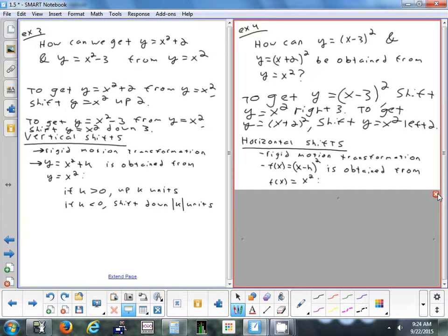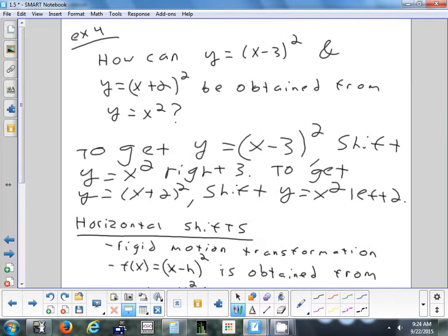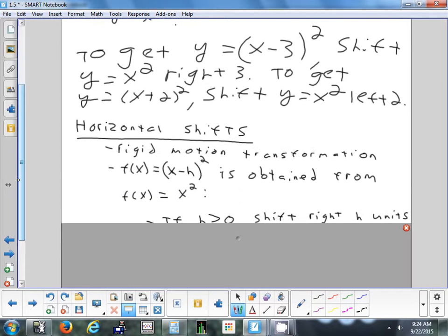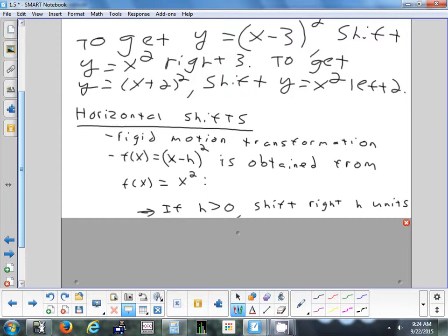Okay, and this is how I try to remember which way is left and which way is right. What I do is always rewrite it so that it's x minus something. So for example, if I had x plus 2 squared, what I would do is think of it this way. Instead of x plus 2, think of it like x minus a minus 2. Minus a minus would become a plus. And then what I do is just focus on the number that's after the minus sign.